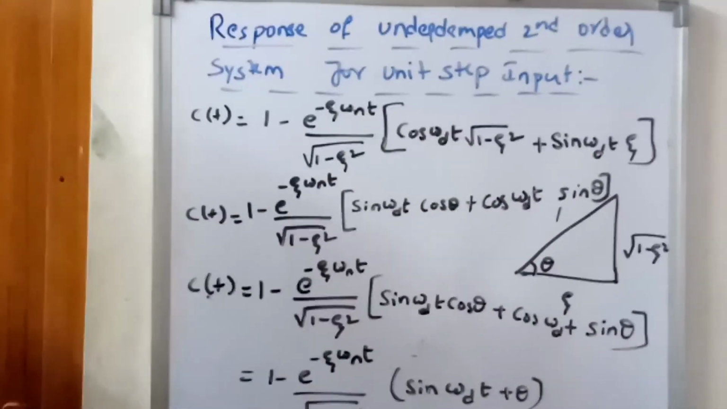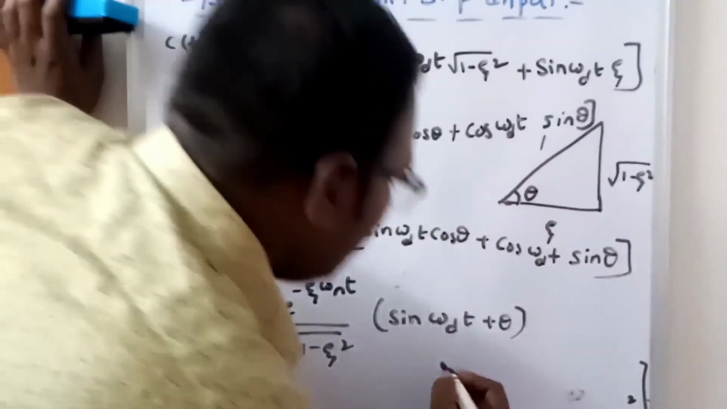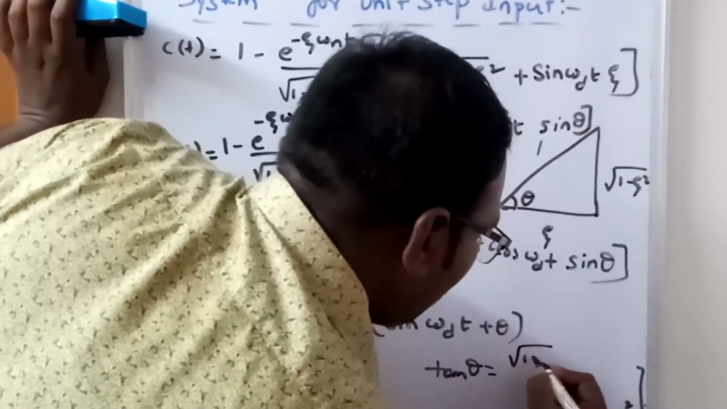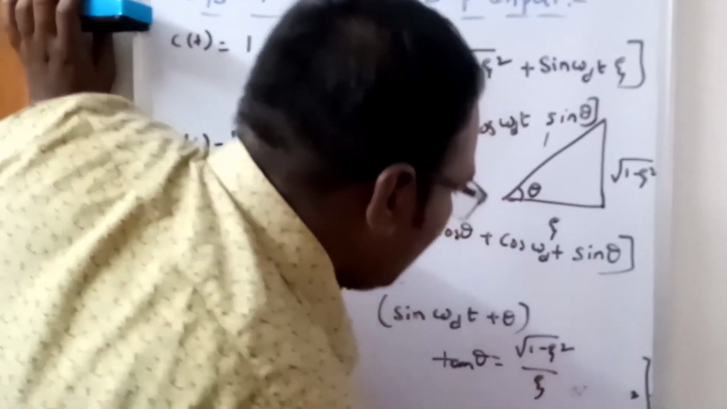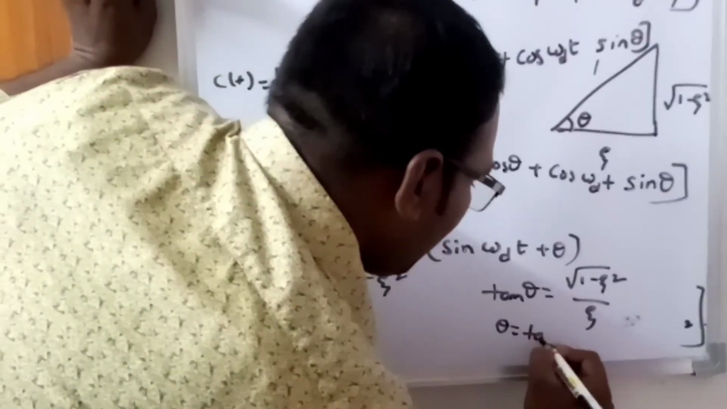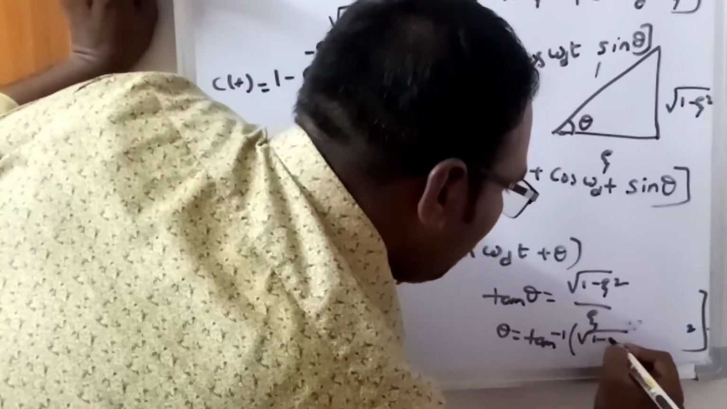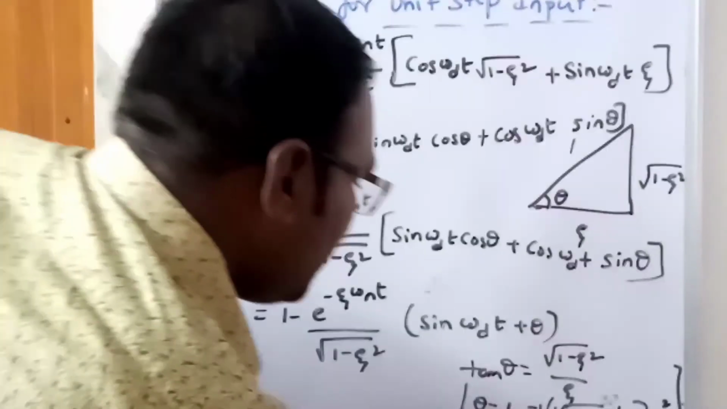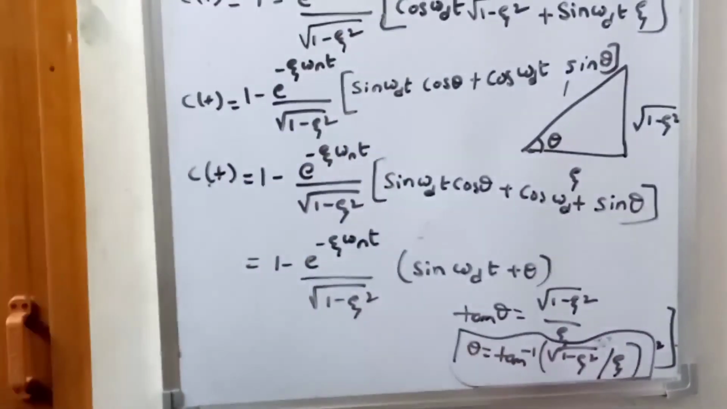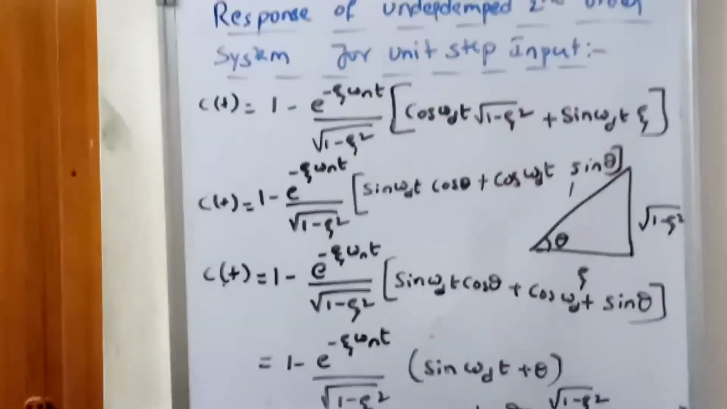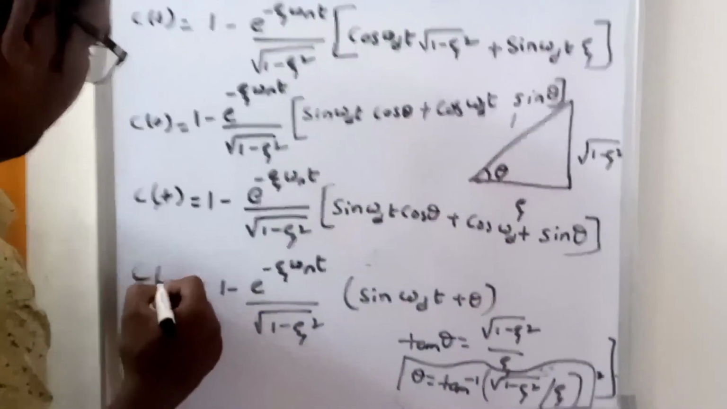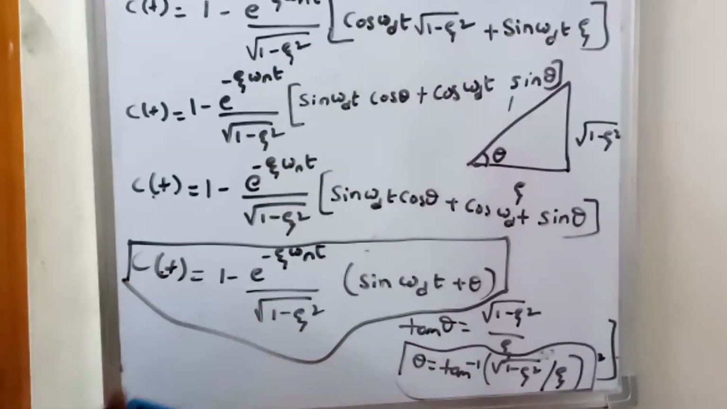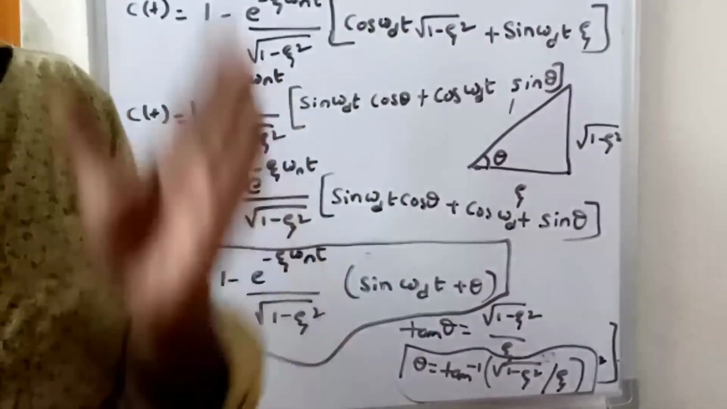So we can write the theta value from this triangle. So tan theta is equal to opposite side by adjacent side, that is square root of 1 minus zeta square by zeta. So from this, theta is equal to tan inverse of square root of 1 minus zeta square by zeta. So this is the value of theta. Okay friends, this c of t is the response of the underdamped second order transfer function when a unit step input is applied.